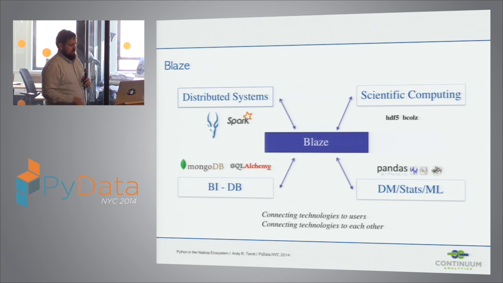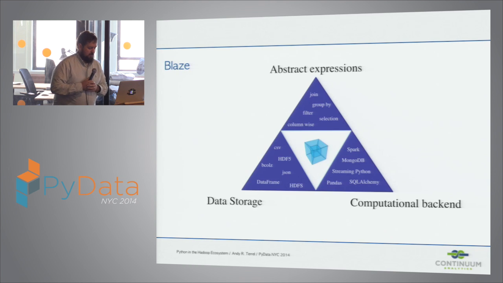Of course, everybody looks at this and they say, well, that's a little bit magical. How in the world does that work? Well, we use a very easy trick called lazy evaluation and symbolic manipulation. So we have the Blaze triangle, as my colleague Christine Doig, who made this slide, likes to call it. We have abstract expressions at the top, so things like your split, apply, combine, your filters, your projections, and so on and so forth.